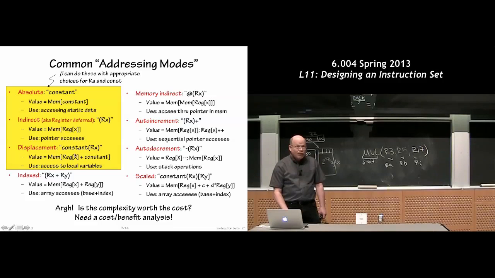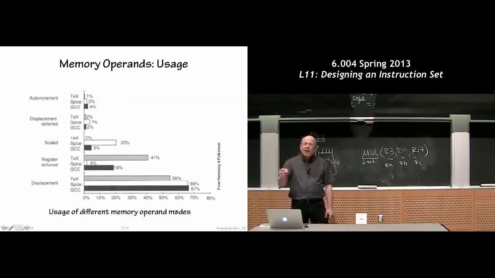It actually does displacement all the time. But if you specify R31, that's like absolute. And if you specify a constant of 0, that's like indirect here. So this is what we can do. Do we actually need all of this? I know. What does the audience say?